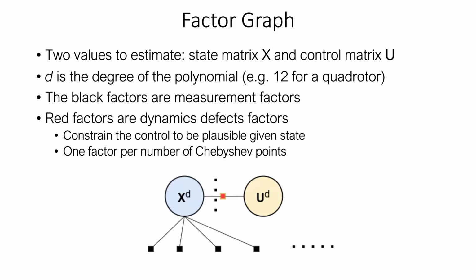for angular velocity. The black factors are measurement factors, in our case, camera image measurements, and the red factors are dynamics defects factors. These factors constrain the control to be plausible given the current state, and there are as many dynamics defects factors as there are number of Chebyshev points in the underlying polynomial.